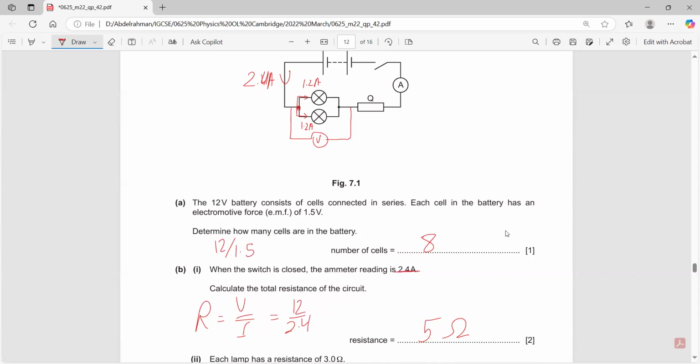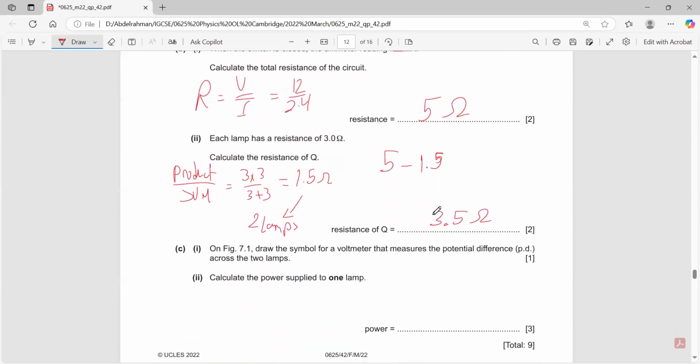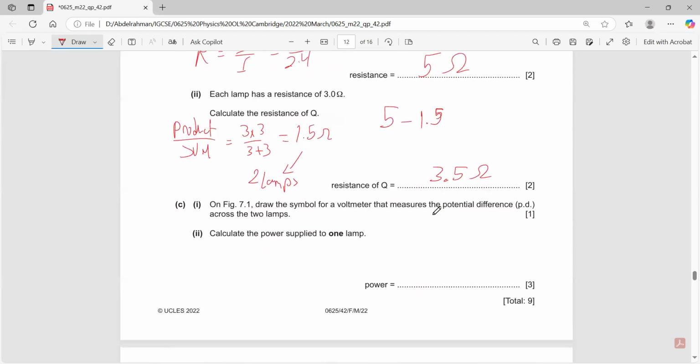You have a current and you have a resistance. The resistance of each lamp is what? Resistance of each lamp is 3 ohms. Not 1.5. The resistance of each, we're talking about one lamp. So the resistance of one lamp is 3 ohms. Can I find the voltage of one lamp? Yes, voltage of one lamp. V equals IR, so 1.2 times 3, which is 3.6 volts.